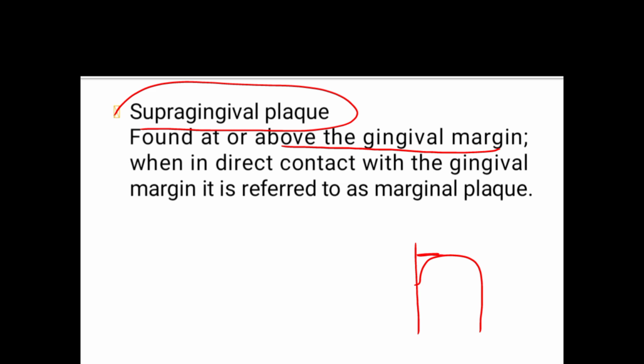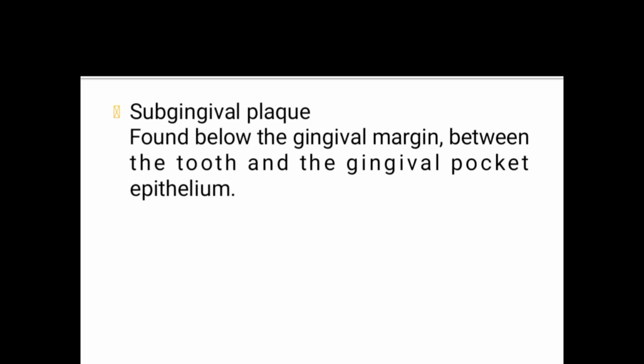When it is in direct contact with the gingival margin, it is referred to as marginal plaque. So supragingival plaque, above the margins or in direct contact with the gingival margins or marginal gingiva, is known as marginal plaque. Subgingival plaque is below the gingival margins, between the tooth and the gingival pocket epithelium.